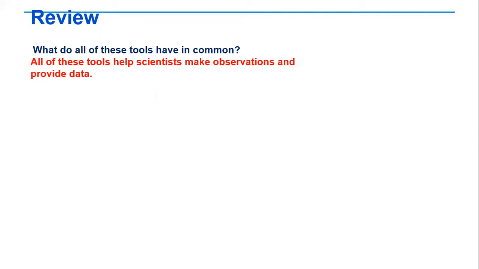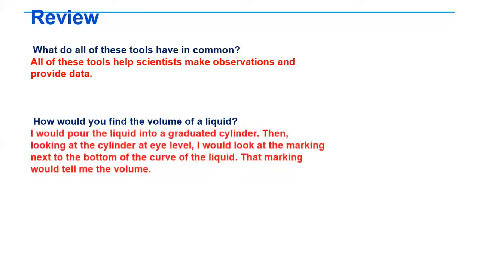Now another one. How would you find the volume of a liquid? Do you use the panels or the microscope, or do we measure the volume by graduated cylinder? Let me see the answer. I would pour the liquid into a graduated cylinder. Then, looking at the cylinder at eye level, I would look at the marking next to the bottom of the curve of the liquid. That marking would tell me the volume.